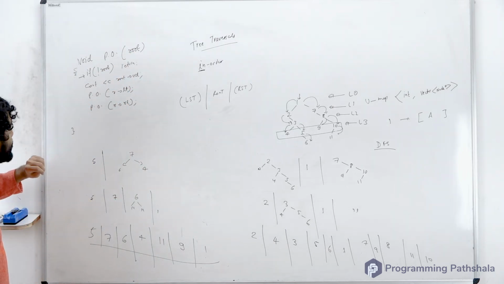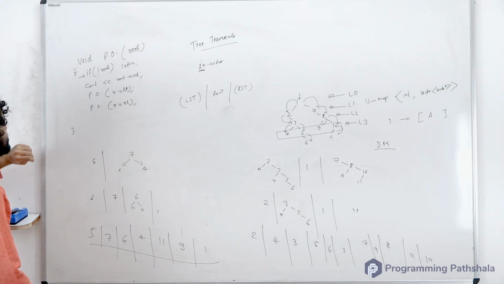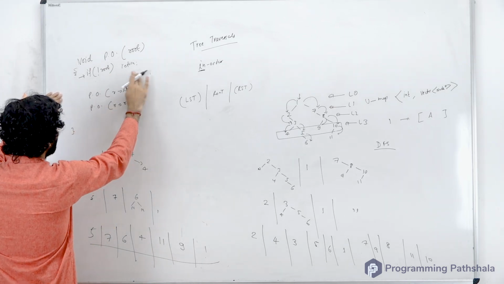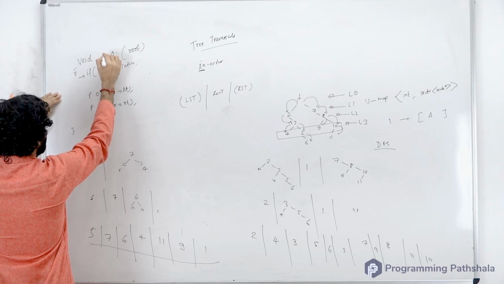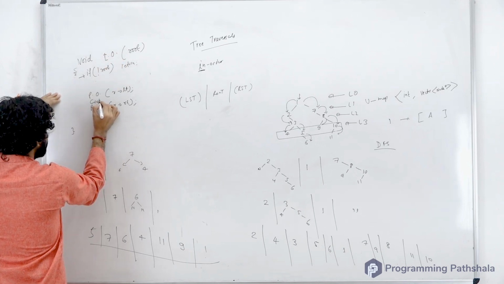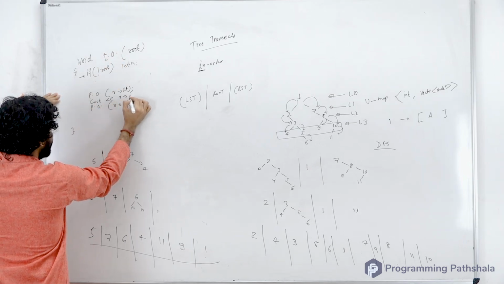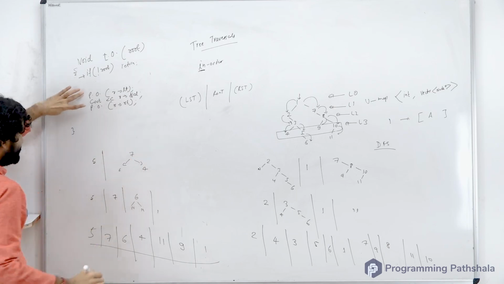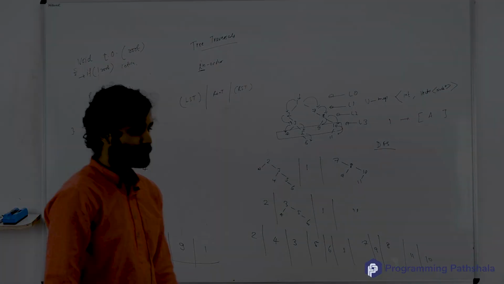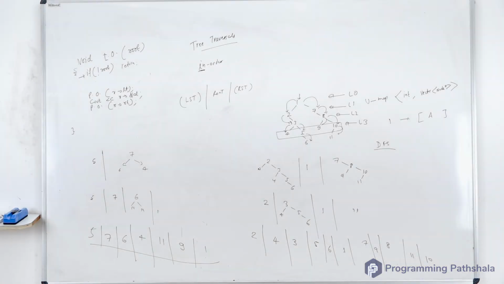And if it was in order, then the only difference that would come is that this print process will come in between now. So if this is in order, this print process where you print the root value will come in between these two. So first there is a call for the left subtree, and then print the root, and then call for the right subtree. And what is the space complexity?